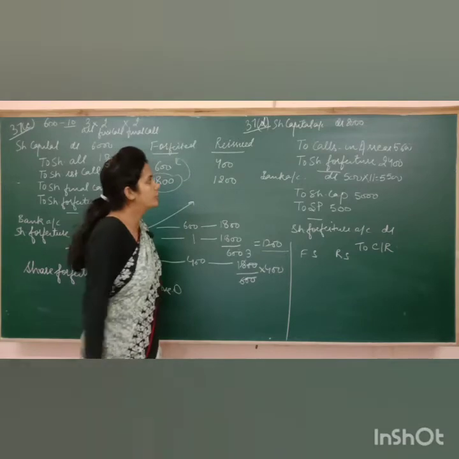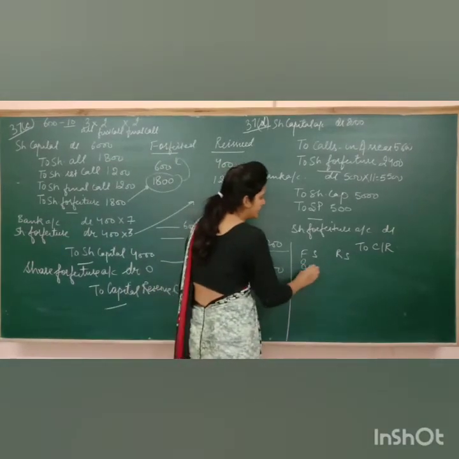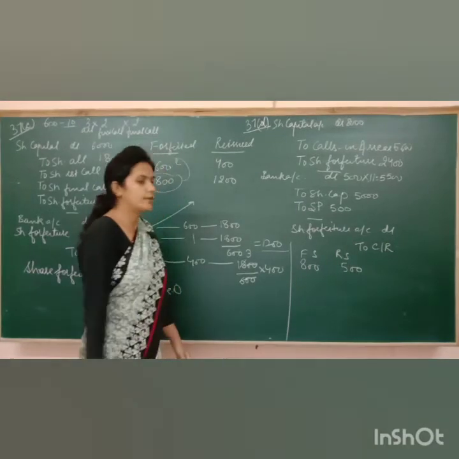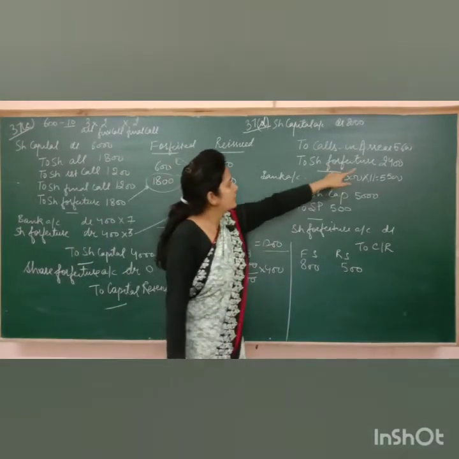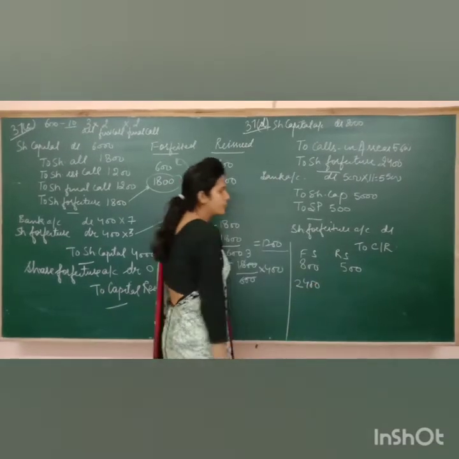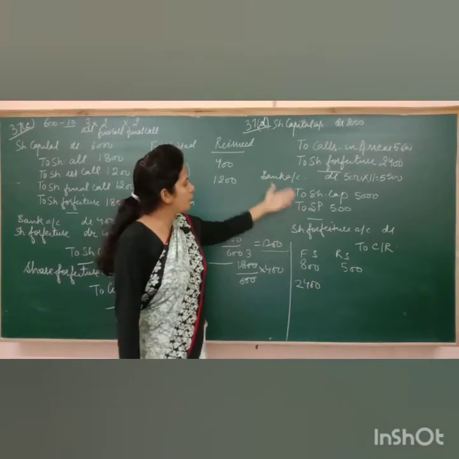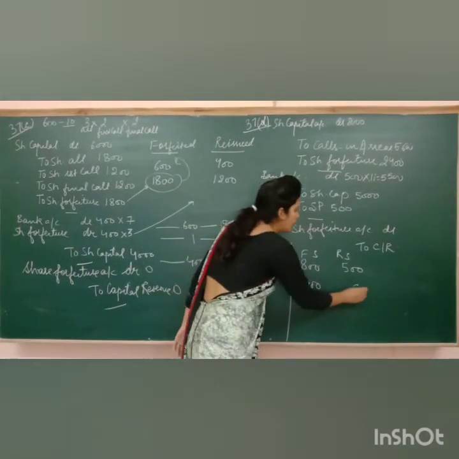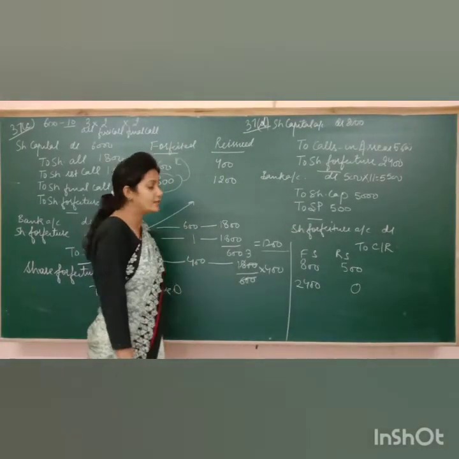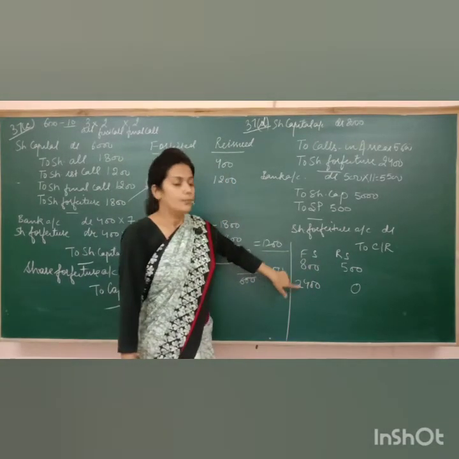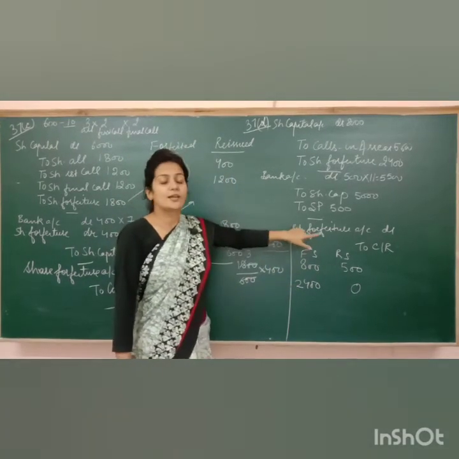Check what is the number of forfeited shares? 800. What is the number of reissued shares? 500. What is the profit on cancellation? Profit on cancellation is 2400. Is there any loss on reissue? No, there is no loss on reissue, rather there is securities premium on reissue. But in this case also, I can't transfer the whole profit. मैं ये पूरा profit capital reserve में transfer नहीं कर सकता.